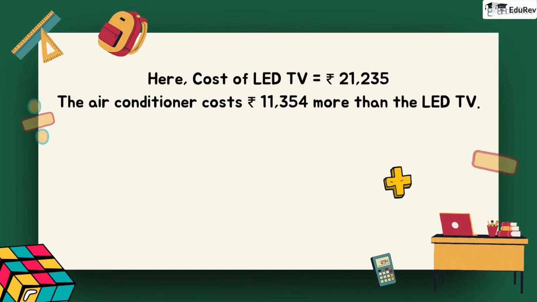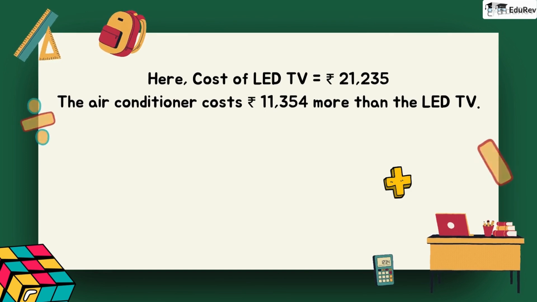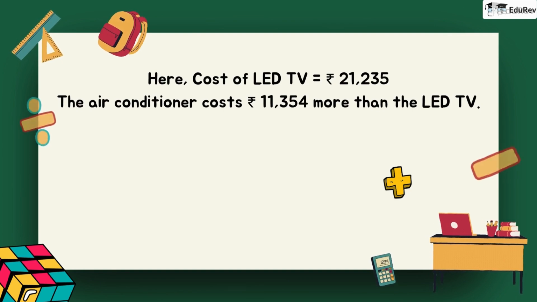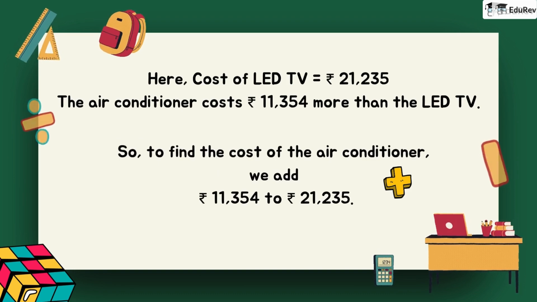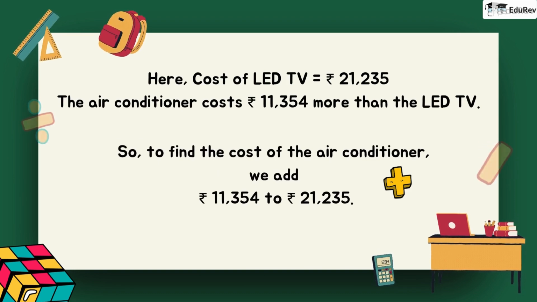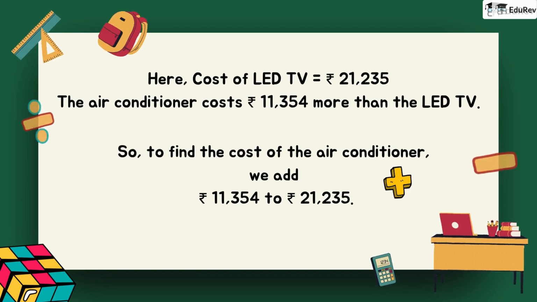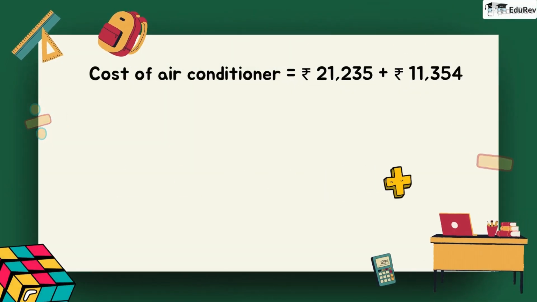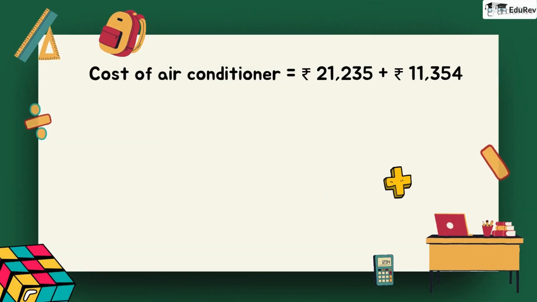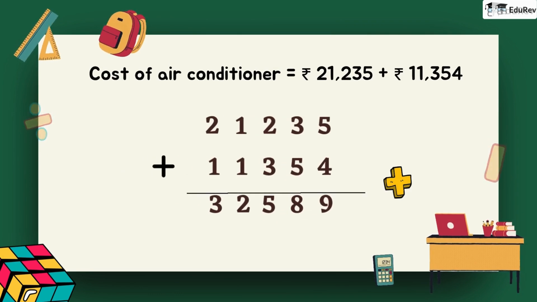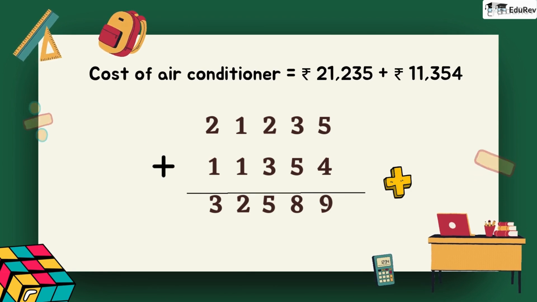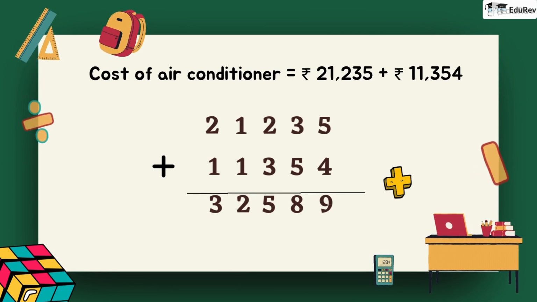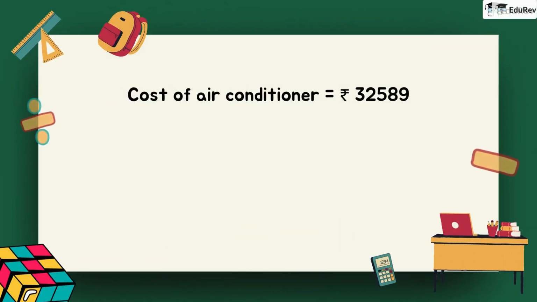Here, the cost of the LED TV equals 21,235 rupees and the air conditioner costs 11,354 rupees more than the LED TV. So, to find the cost of the air conditioner, we add 11,354 rupees to 21,235 rupees. Arranging 21,235 and 11,354 and adding column-wise, we get 21,235 rupees plus 11,354 rupees equals 32,589.